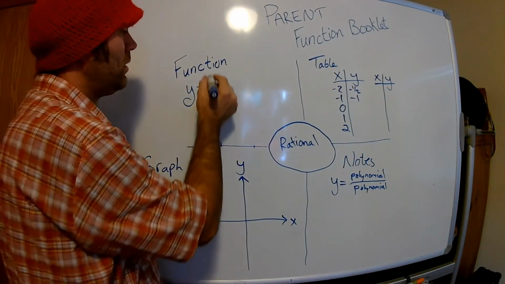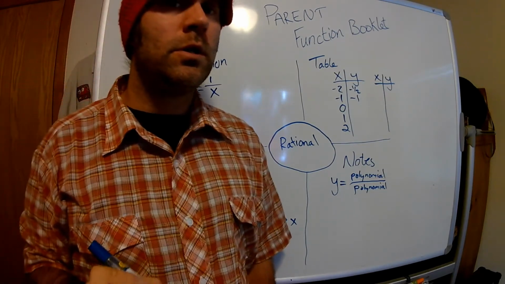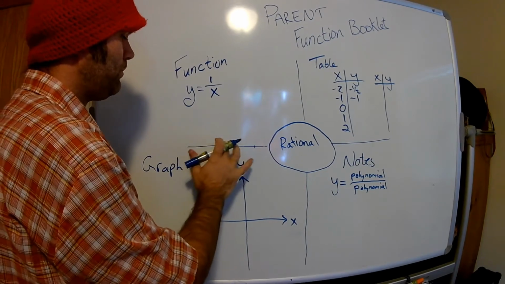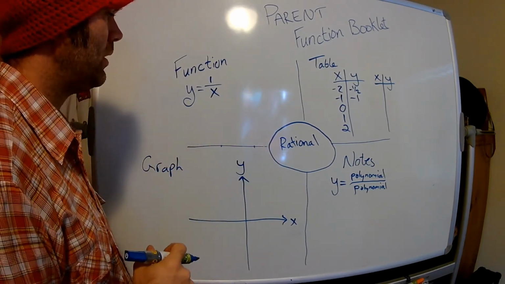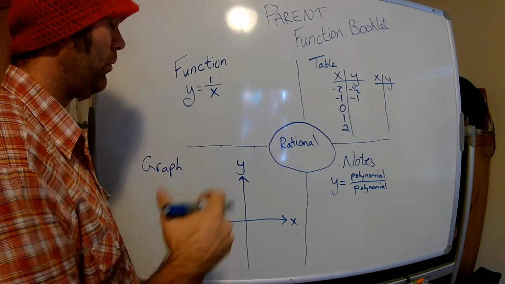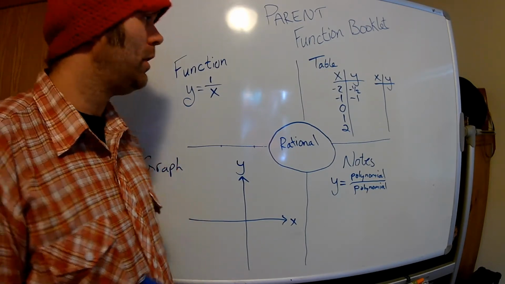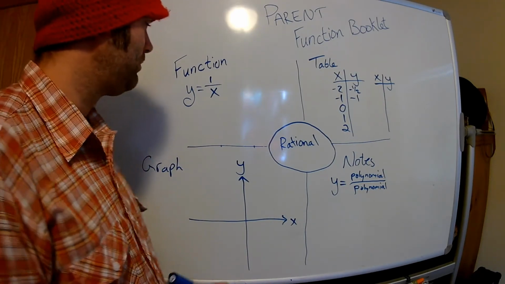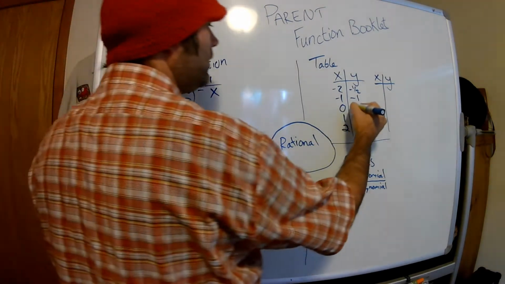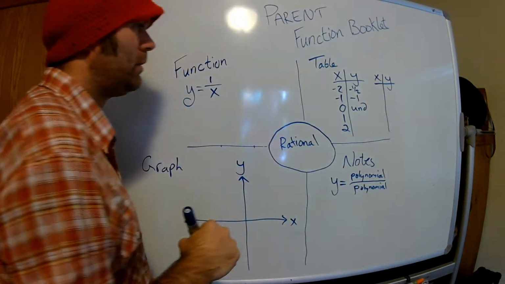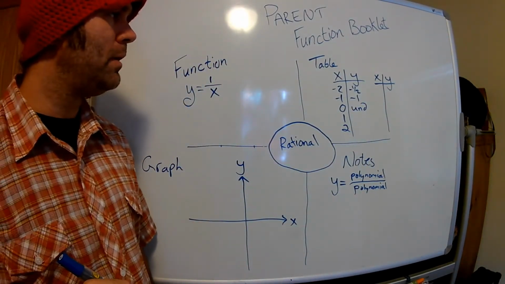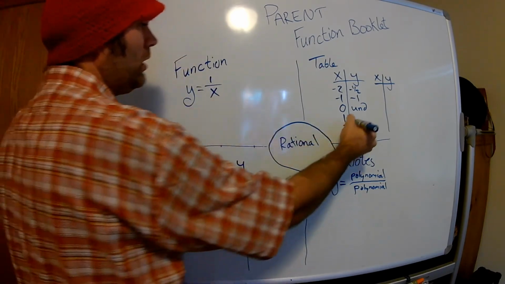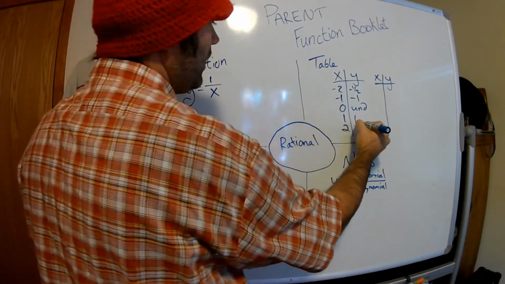Plug 0 in. 1 divided by 0. 1 divided by 0 we've gone over before, I'm sure, in geometry. I think we came across it a few times. Hopefully you've gone over it enough times where you know that anything divided by 0 is undefined. Undefined. Okay? So I'm just saying UND, short for undefined. Alright, 1 divided by 1 is 1, and then 1 divided by 2 is 1 half.